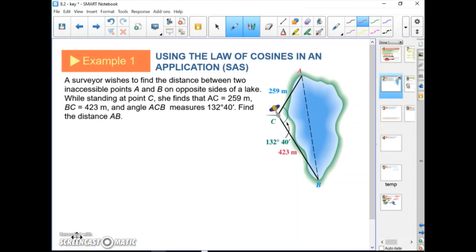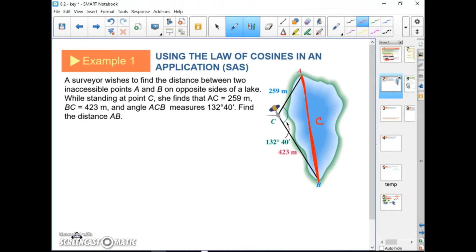Example 1, we're trying to find the distance between two inaccessible points A and B. So basically, this surveyor is trying to measure the distance between these 2 points. Okay? And they're going to end up using the law of cosines to do that. So we're finding the distance between points A and B. That's side C, by the way.